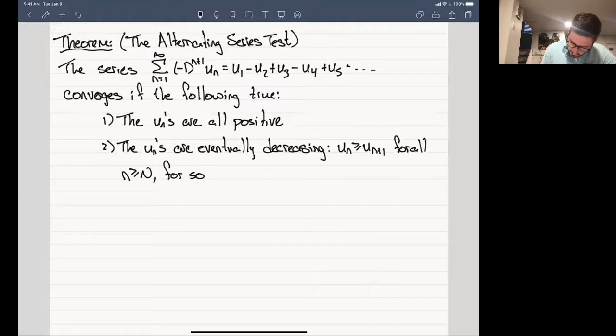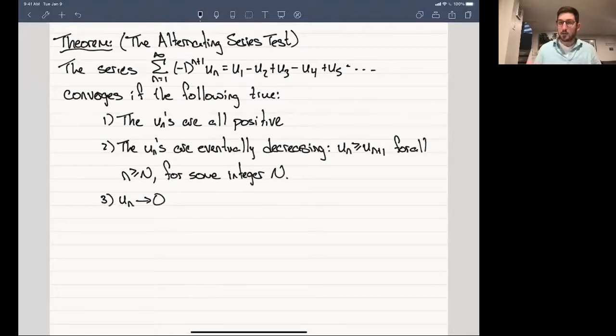So we've seen this notation now a few times. Essentially, remember, this is describing the tail, right? It's telling us, eventually this happens. We don't care about the finitely many at the front that it doesn't work for. And of course, we need u_n going to 0. So that is necessary by the test for divergence, right? We need to have that we are adding up smaller and smaller terms every time we go through this.